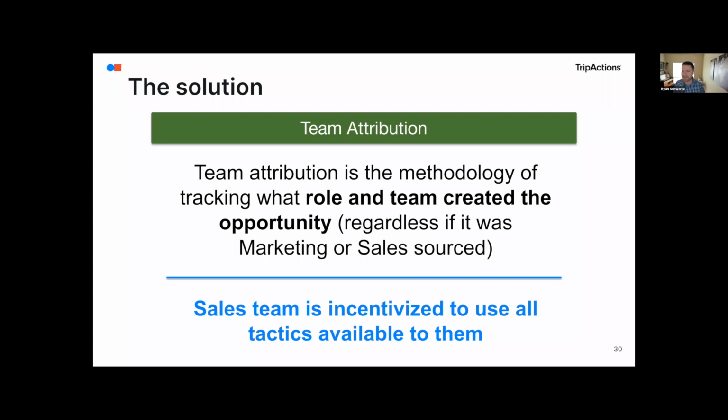That's a real problem. And we as a marketing and sales organization, as a demand team together, we should be using all of the tactics available to us to be successful. So by clearly separating team attribution, we can enable the sales team to say, hey, you are the team that the opportunity is going to be attributed to, regardless of the tools that you use to get there. And therefore, the sales team is incentivized to use the tactics available to them.